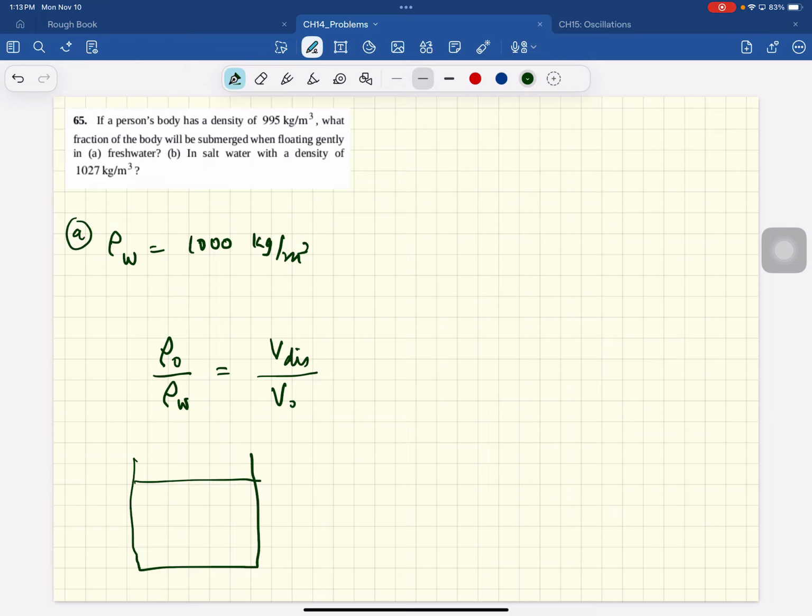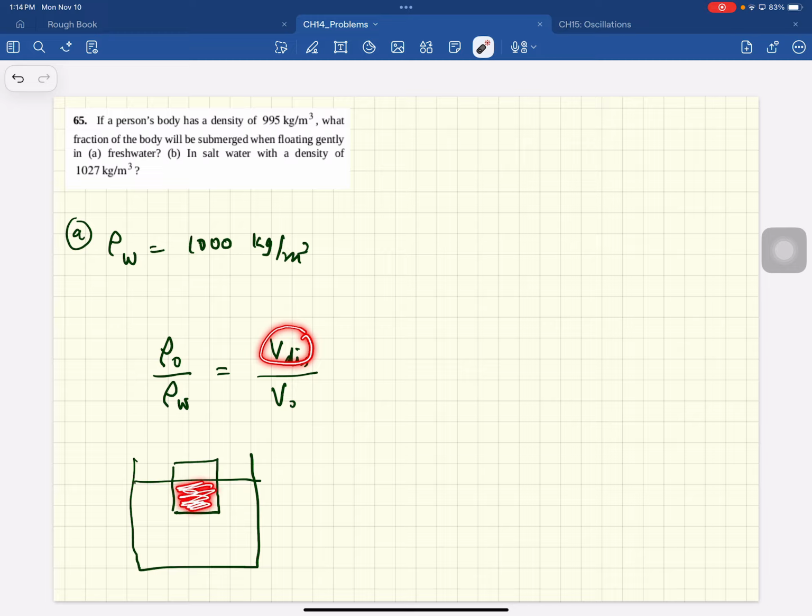So here's the fluid. The object can float only when its density is less than the density of the fluid it's floating in. So this volume is the displaced volume. And this is the volume of the object. So whenever an object is floating, that means this is less than 1, and so this has to be less than 1.